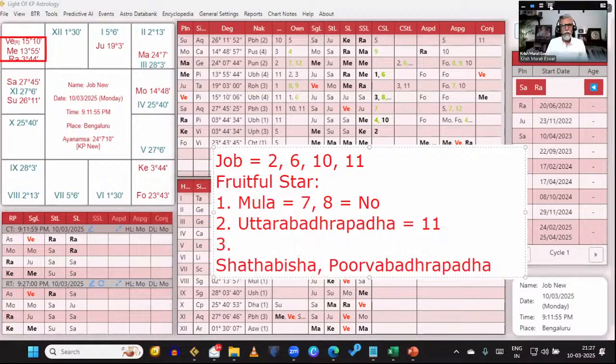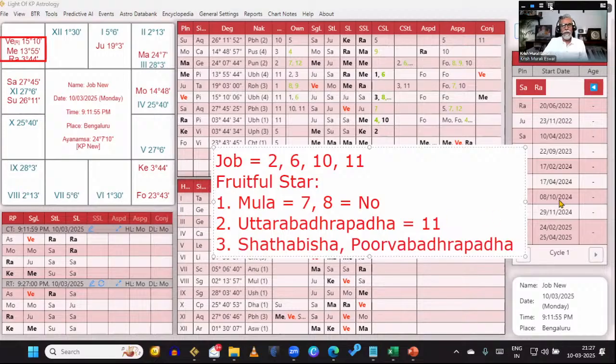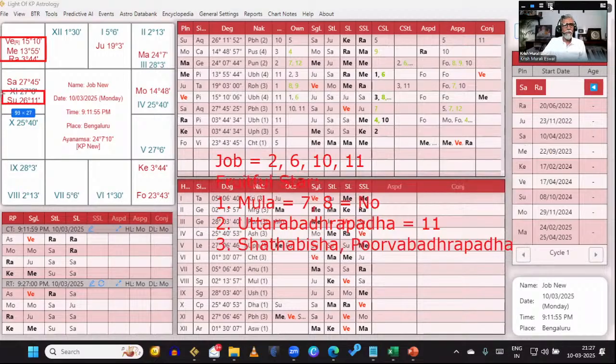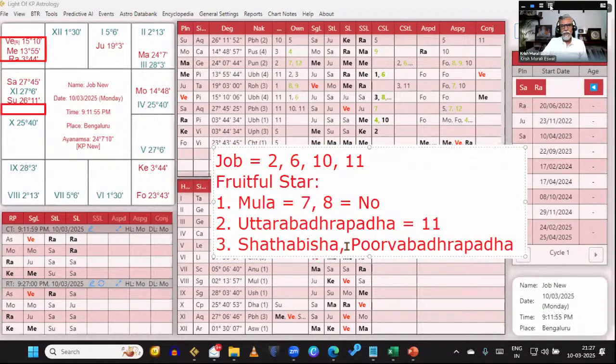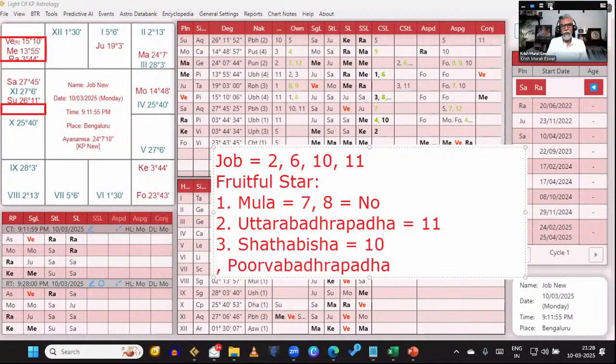Now, Sadabhisha Nakshatra. Sadabhisha Nakshatra will come from 6 degrees 40 minutes to 20 degrees in Aquarius, which will fall in the 10th house, beneficial.